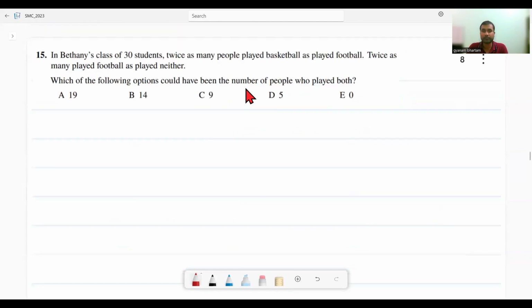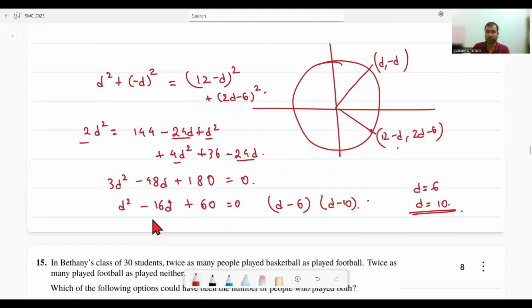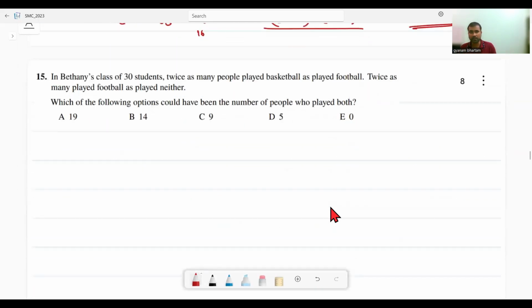By the way, one more thing. If they are asking for the sum of the roots, you can just do minus b by a. So the sum of the roots is minus b by a, so simple, 60. No need to factorize it, save time. Now, next question.